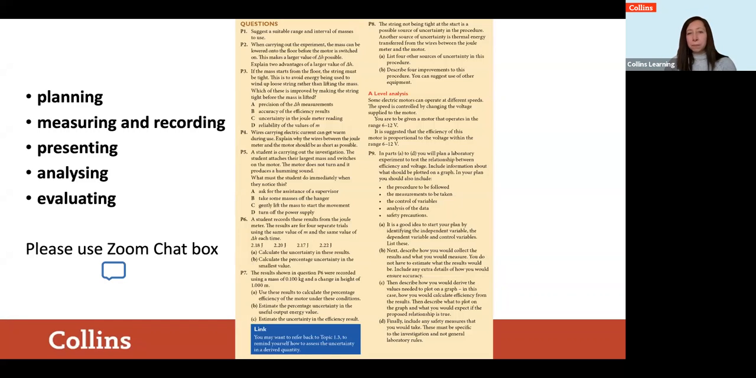P9 planning. Yes, P9's planning. Incidentally, we'll just pick up on question P9 at this point. For those of you familiar with the Cambridge physics syllabus, this task is from the AS content, work, energy and power.